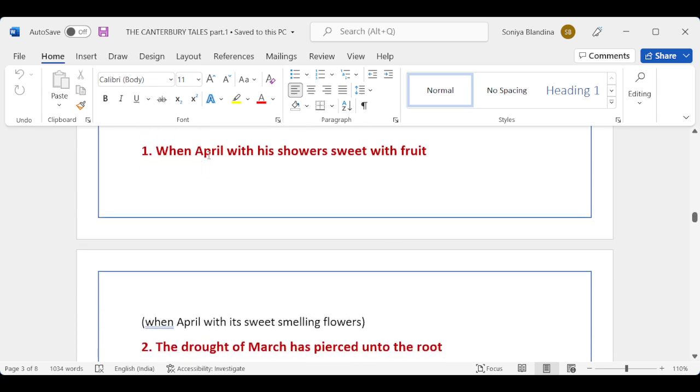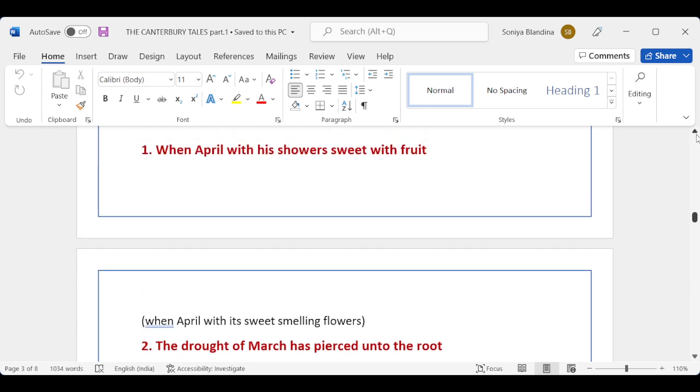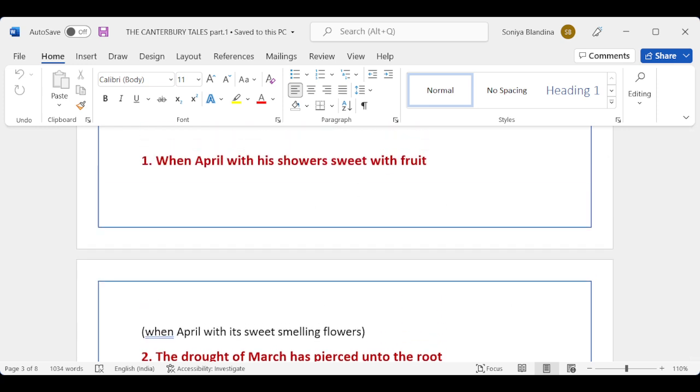So, the month April is related to showers. They may ask, right? And then why I am saying this. See the next line. March is related to drought. So the drought of March has pierced into the root. So the month March is connected to the drought, and April is connected to showers. It means rain.